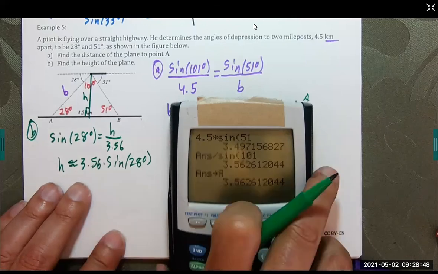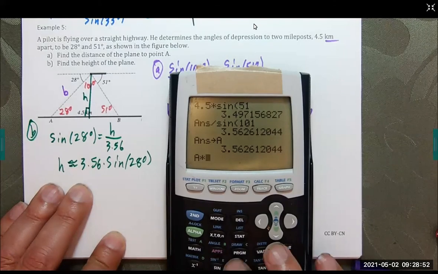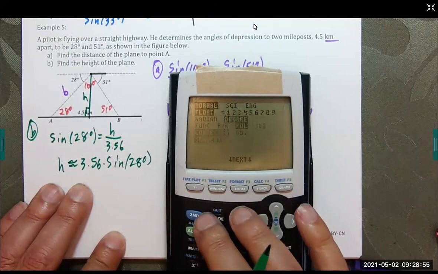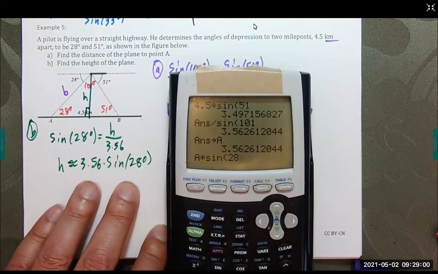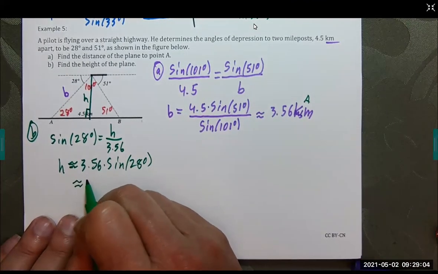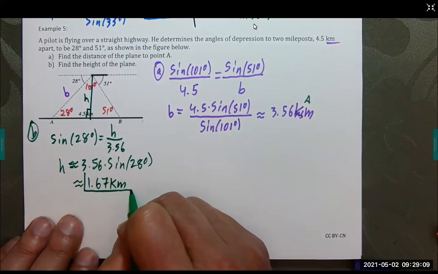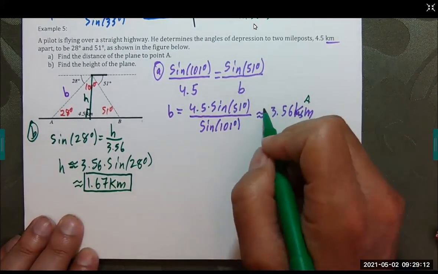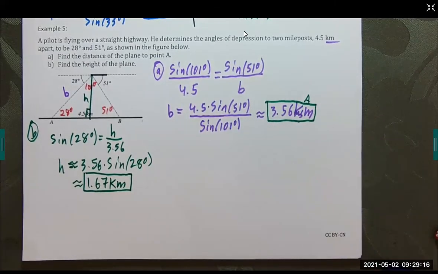So once again, I store that off as A. So A times the sine, let's double check it, it's in degree mode, times the sine of 28 degrees. So it looks like the height is about 1.67 kilometers off the ground. I should box this as well. So you can see law of sines can be very helpful in some cases, and I hope that helped.